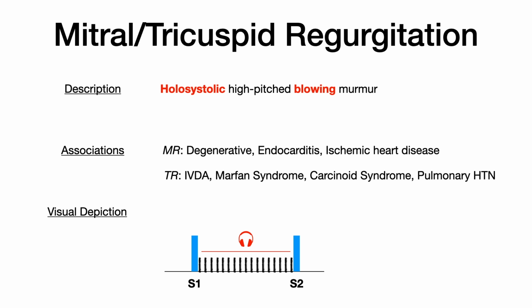All right, so I hope you can appreciate that the murmur goes continuously and is high-pitched and blowing between the S1 lub and the S2 dub. So that's mitral and tricuspid regurgitation.